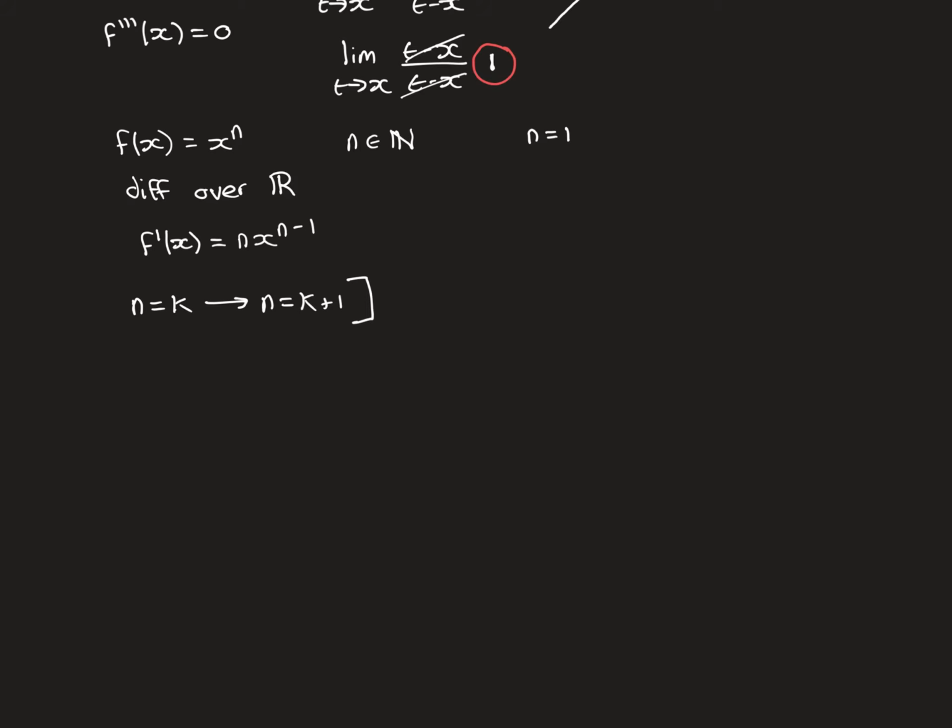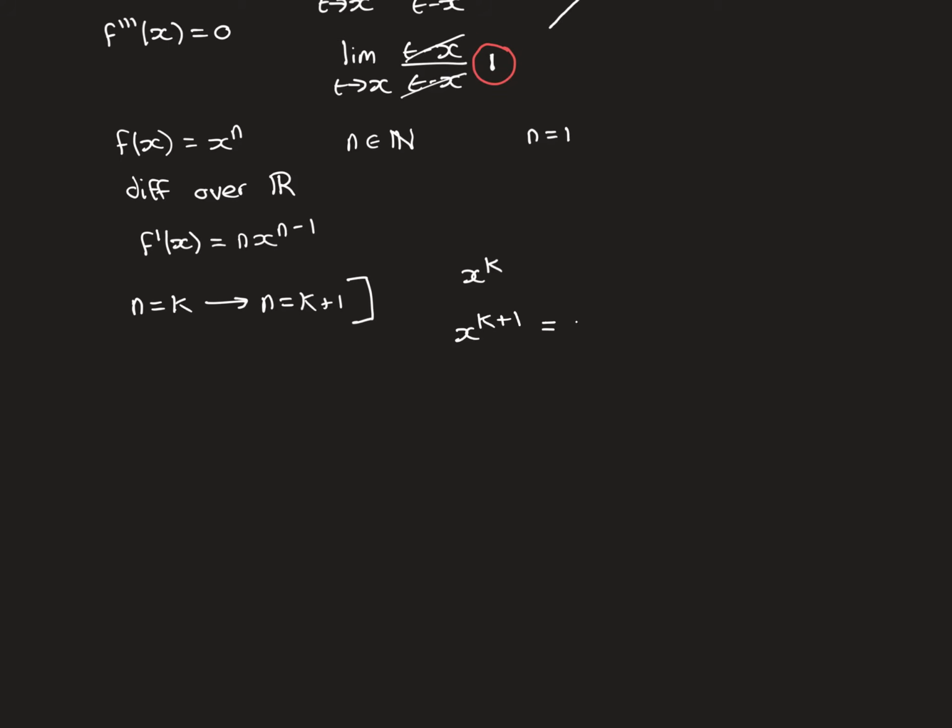So we're allowed to assume that it's true for n is equal to k, so we'll assume that if we have the function f of x is equal to x to the power of k, that this function is differentiable over the entire real line, and that its derivative is given by this formula here. Now let's consider x to the power of k plus 1. How do we know that this is going to be differentiable everywhere over the entire real line, and that its derivative is going to be given by the relevant formula?